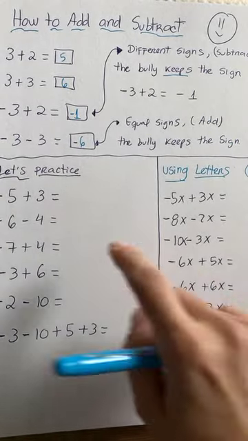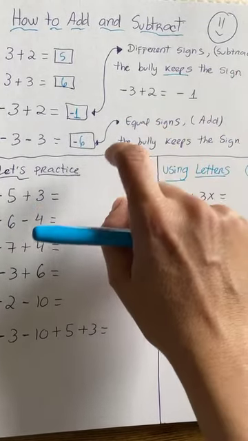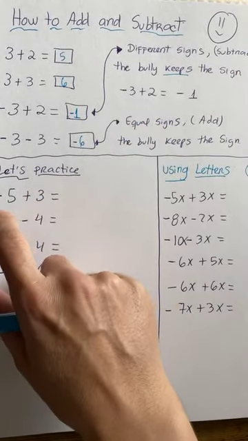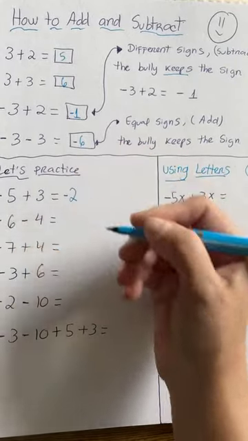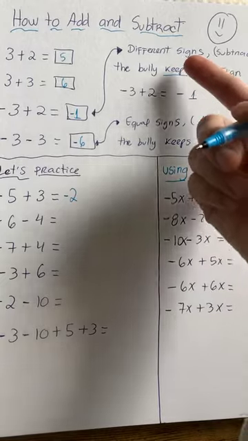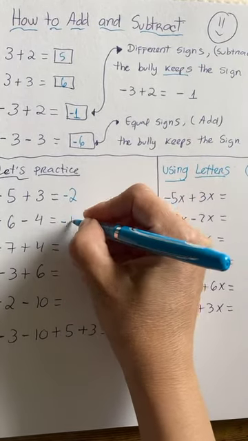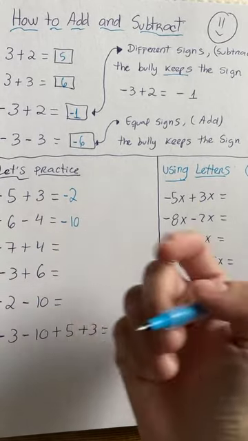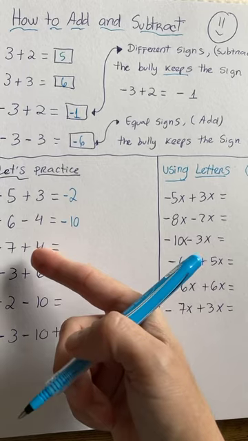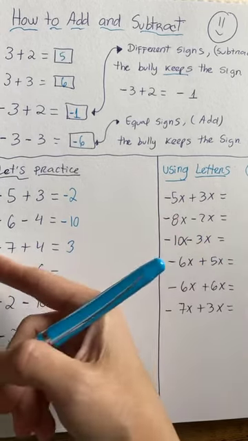Let's go ahead and practice. Negative 5 plus 3, are they equal or different signs? They're different signs, so I'm going to subtract. 5 minus 3 is 2, the bully is 5, and that's minus 2. Negative 6 minus 4, different or equal signs? Equal signs, and this is going to be equal to negative 10 because 6 and 4 are 10, and the bully is negative 6. Negative 7 plus 4 is going to be subtraction, so 3, who's the bully?